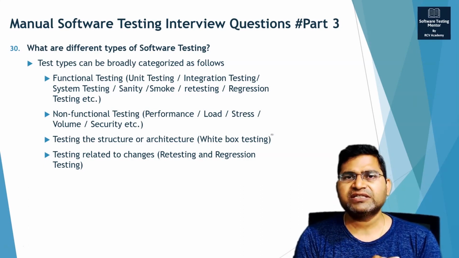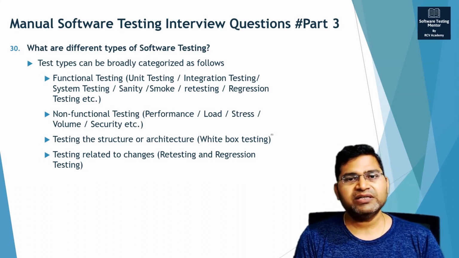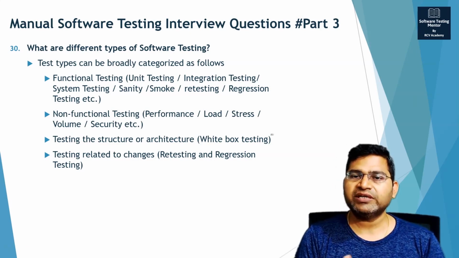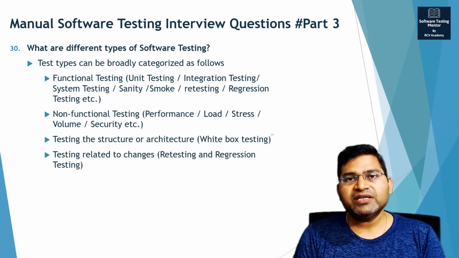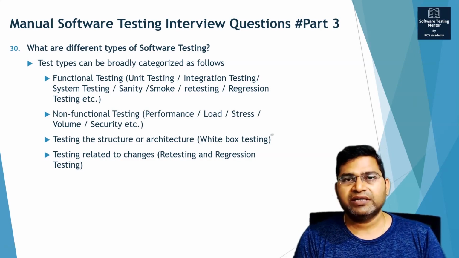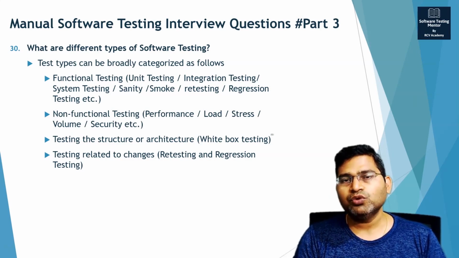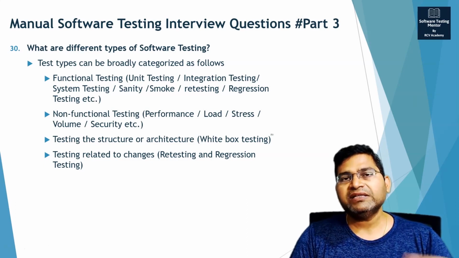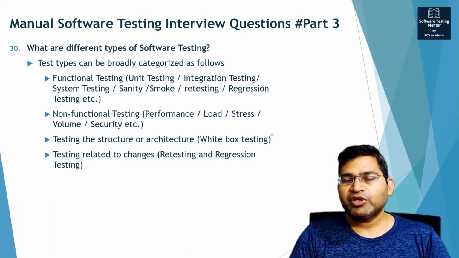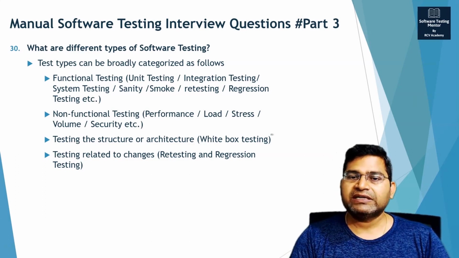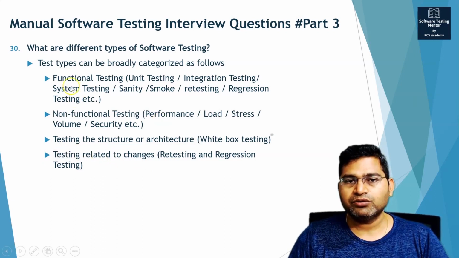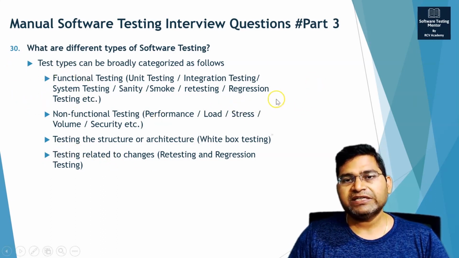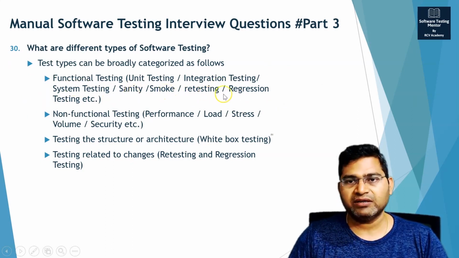For example, in functional testing, you see unit testing, integration testing, system, sanity, smoke, retesting, regression testing, all are functional testing, right? And testing related to changes is only retesting and regression testing, right? So when you do retesting, anything that has changed or there is a defect fixed, because of that you are re-executing that test. That is what retesting is. So that has been categorized into testing related to changes. So functional testing will be any testing type, that is unit, integration, system, sanity, smoke, regression, right?